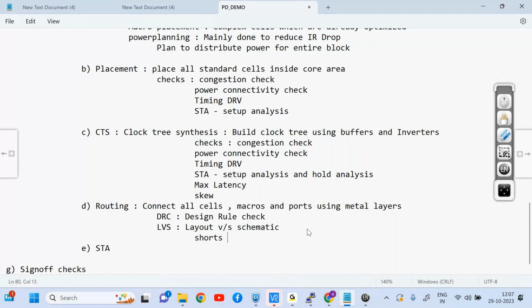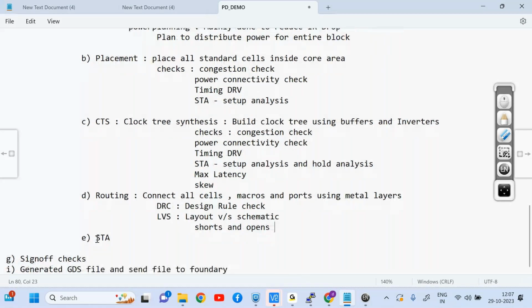Shorts and opens. Shorts means unnecessary connections happen. Opens means something which is not connected. That we have to do. So next is STA. STA is not only done here, right? Here also STA is done. Here also STA is done. After routing also we will do STA, static timing analysis.